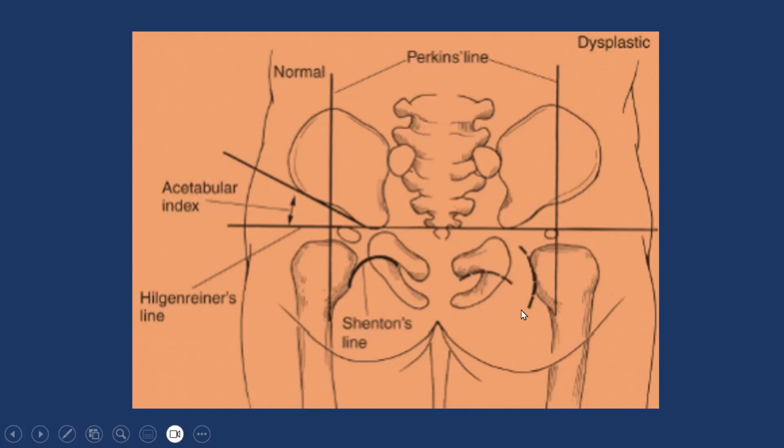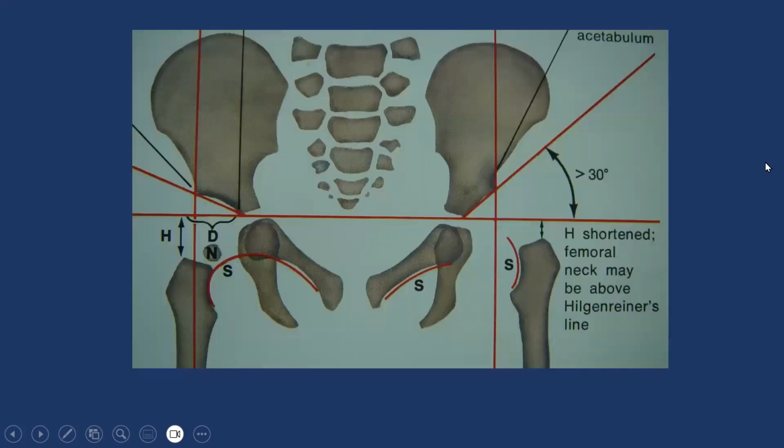Shenton's line can be interrupted, and this is a sign of DDH. This is another better line showing this. We stress this because we ask this in exams. Don't forget this. Draw this line, have it in your head, and never forget it in your life.